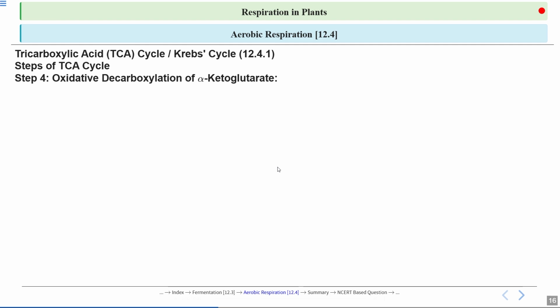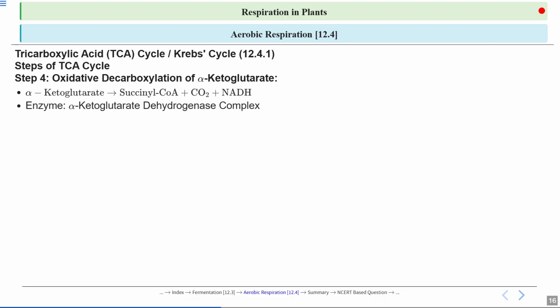Students, now let us look at the fourth step, which is the oxidative decarboxylation of alpha-ketoglutarate. In this reaction, alpha-ketoglutarate is converted to succinyl coenzyme A with the release of carbon dioxide and production of NADH. And the enzyme that catalyzes this reaction is alpha-ketoglutarate dehydrogenase complex. So remember, enzyme names are important. This reaction converts alpha-ketoglutarate into succinyl coenzyme A, which has 4 carbon atoms.